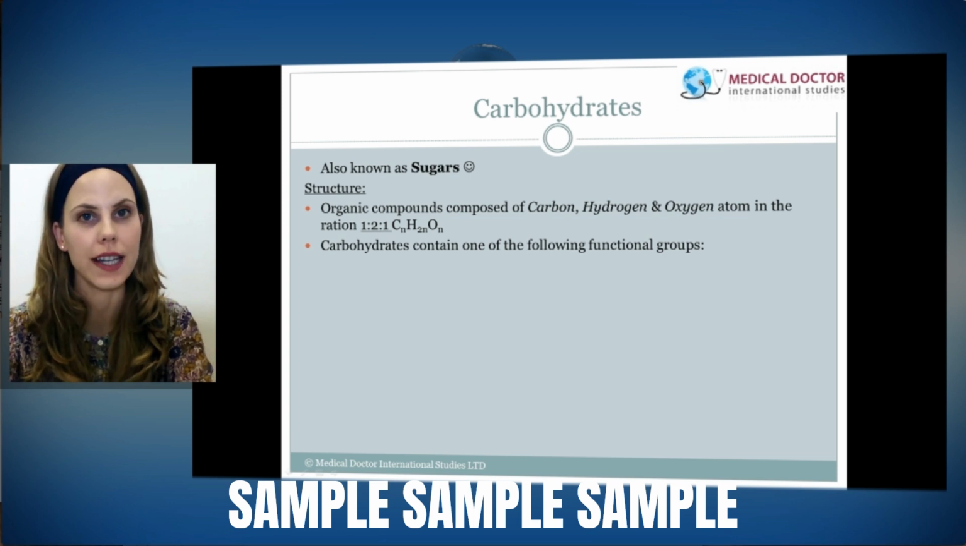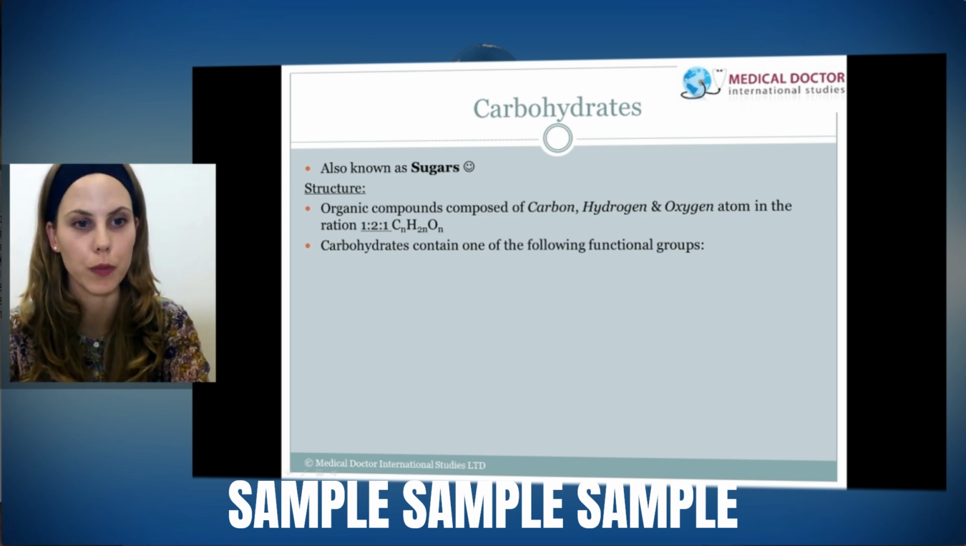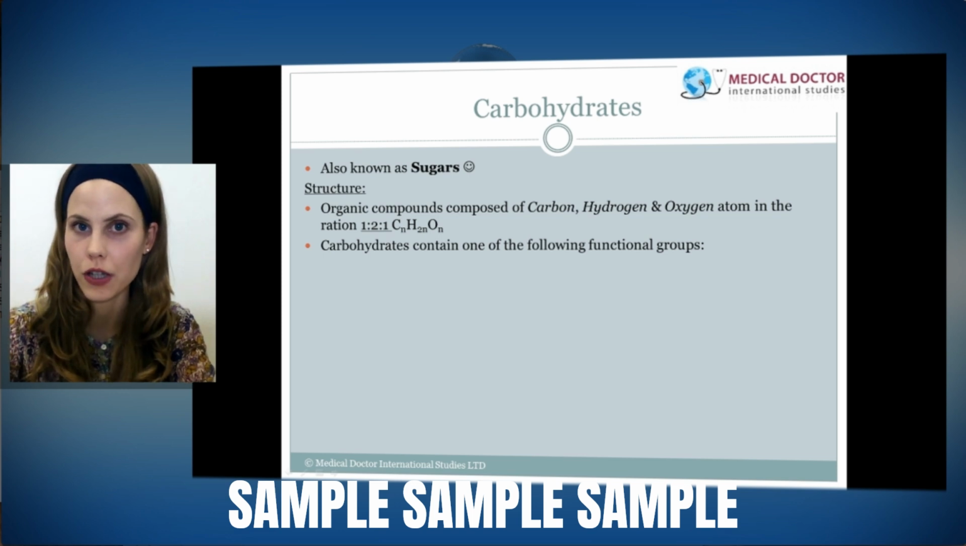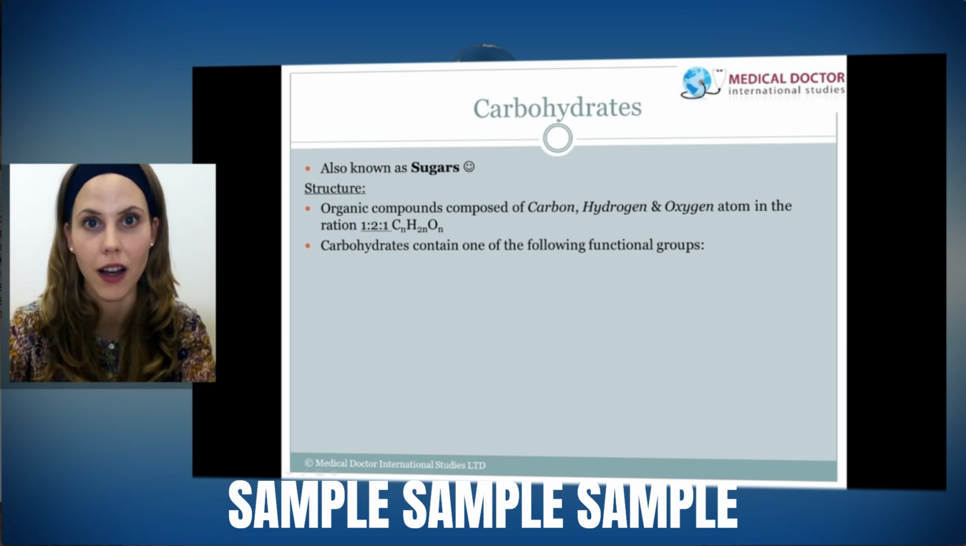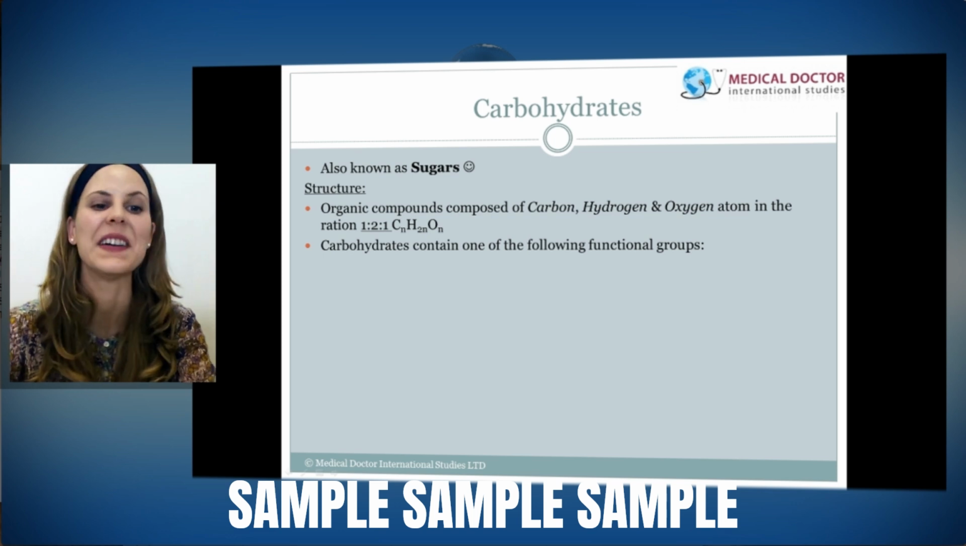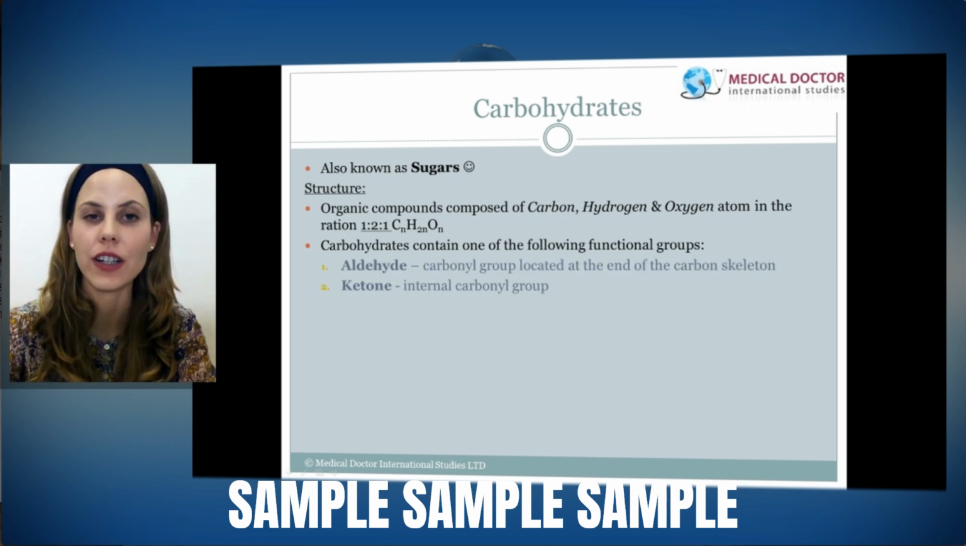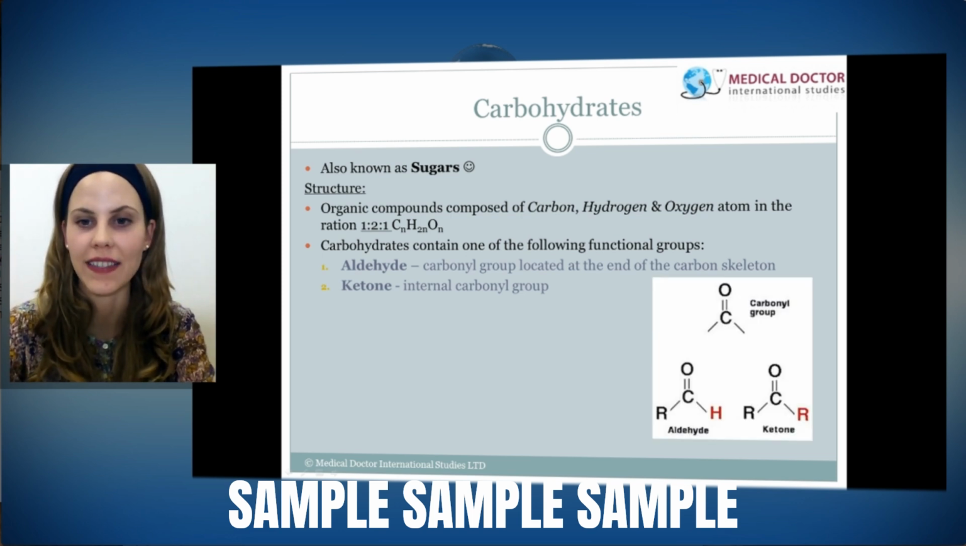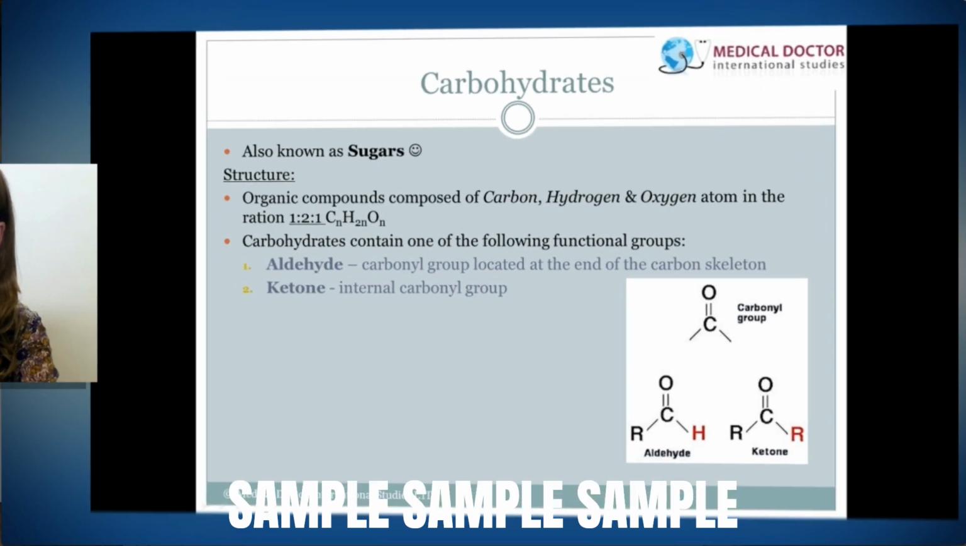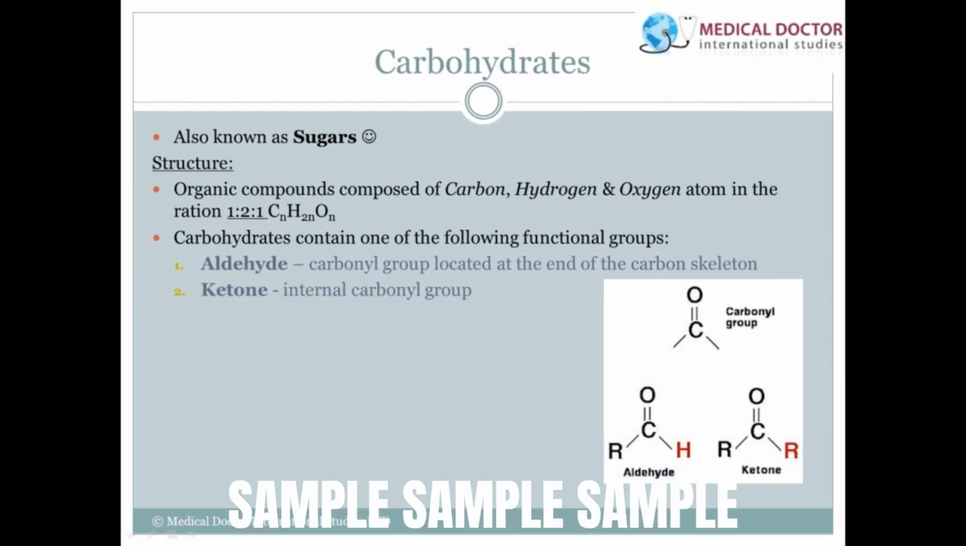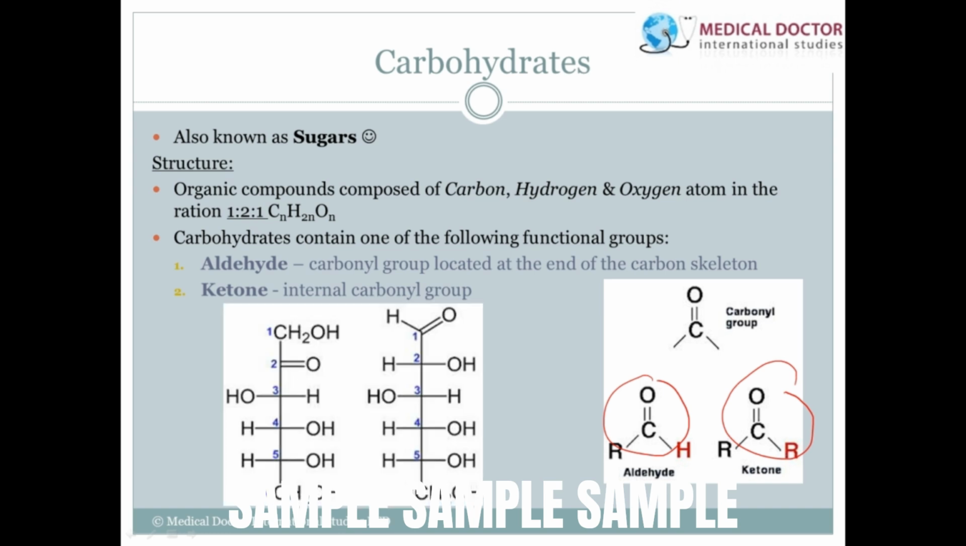And carbohydrates contain one of the following functional groups. Now, if you're not familiar with these functional groups, please go back and watch the lectures on functional groups in organic chemistry. So, carbohydrates will either contain an aldehyde group, which is a carbonyl group located at the end of the carbon skeleton, which is over here. This is our aldehyde group, or a ketone group, which is an internal carbonyl group. And here are 2 examples.